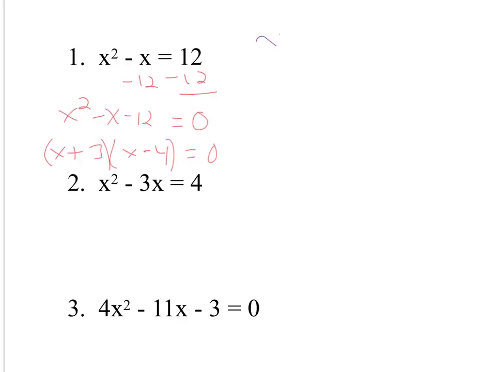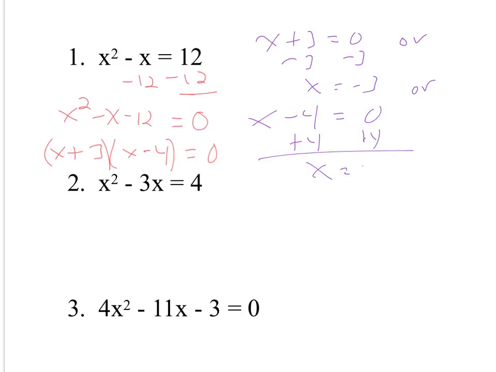So either x plus 3 is equal to 0 or x minus 4 is equal to 0. To solve this for x, I'm going to minus 3 on both sides. X equals neg 3, or I can add 4 to both sides. X equals 4. So I have two answers here. X equals neg 3 or x equals pos 4.